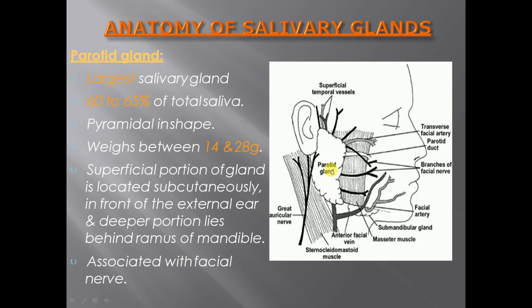So it has a superficial part. This is the superficial part. It has a deep part. The superficial part is located in front of the ear, while the deep part is located behind the ramus of the mandible. And the parotid gland is associated with the facial nerve.